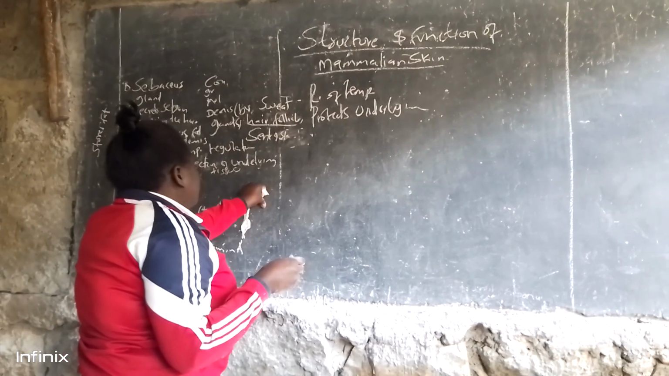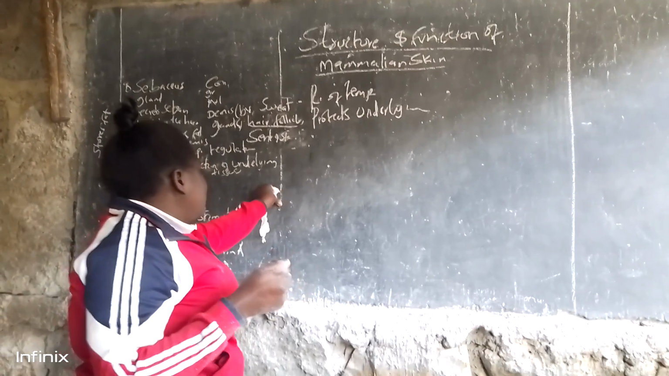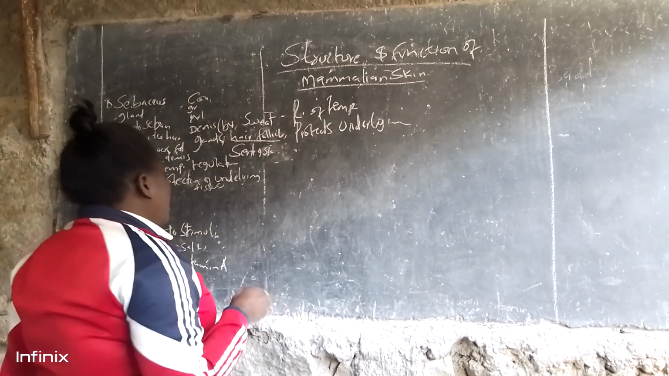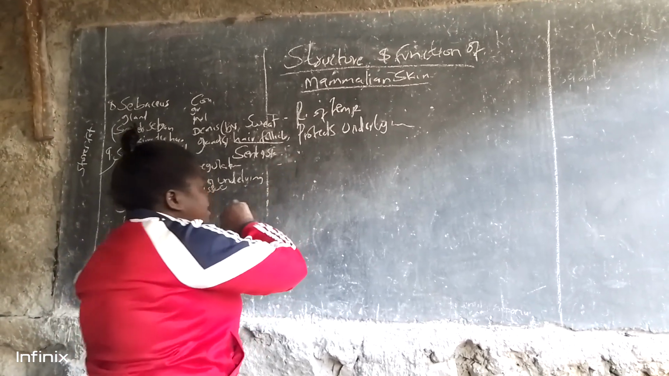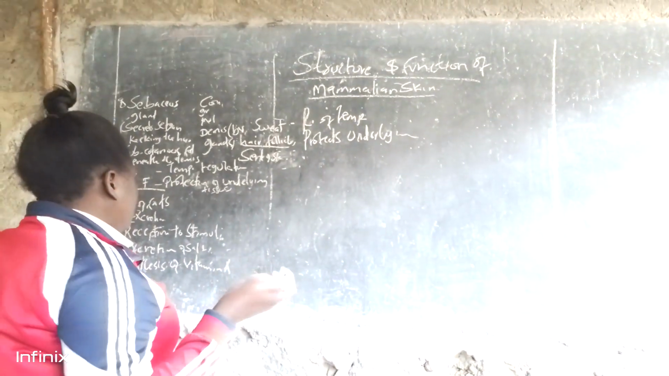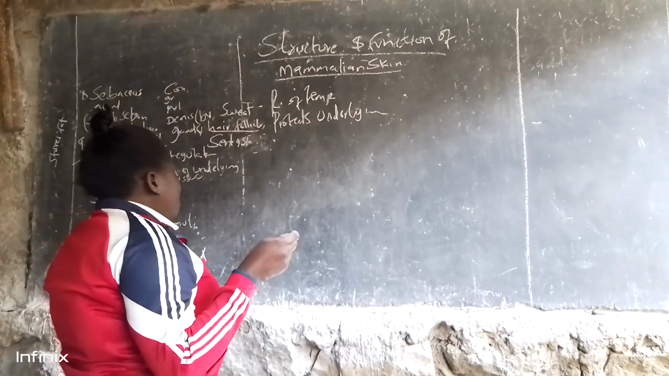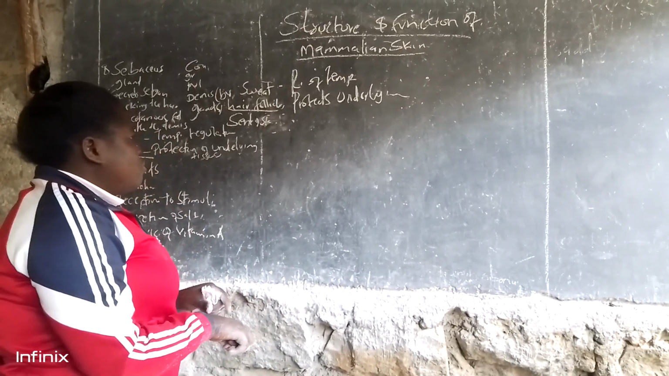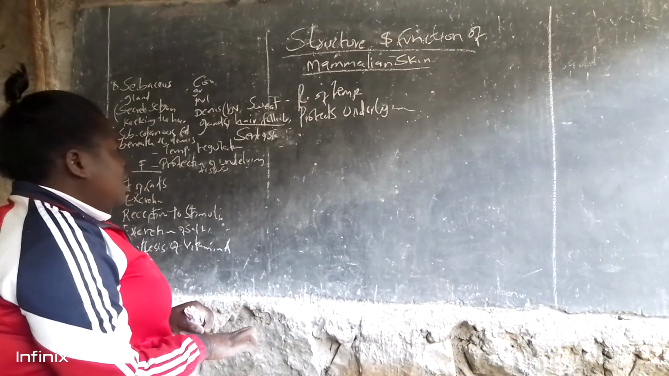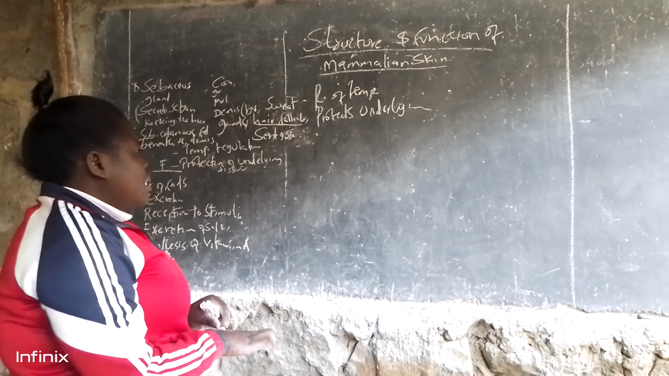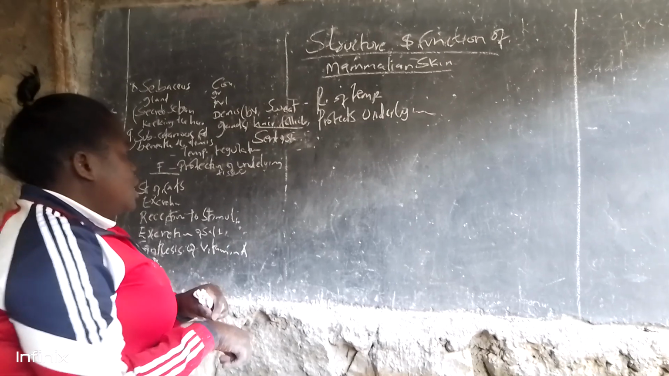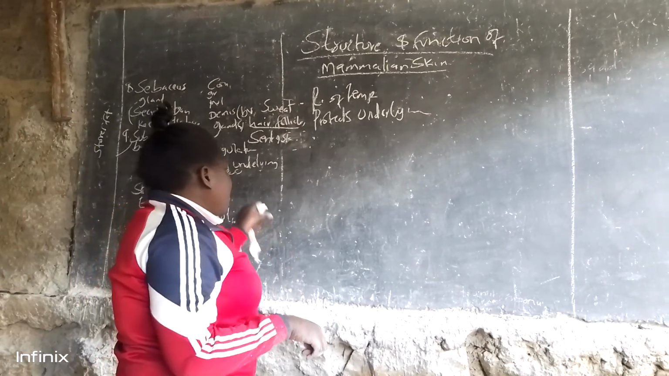Then number three, skin stores fats. Then number four, it helps in excretion, as the main function of the skin is excretion. Then you have reception to stimuli. The skin contains some hair that responds to stimuli. When there is cold, the skin hair rises. When there is hot temperature, they lie flat.